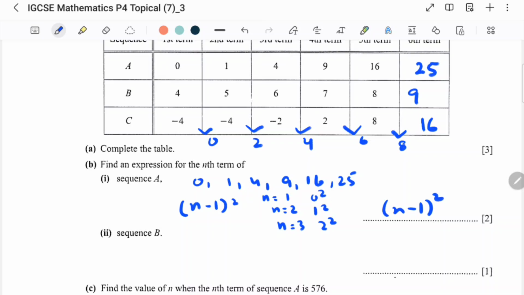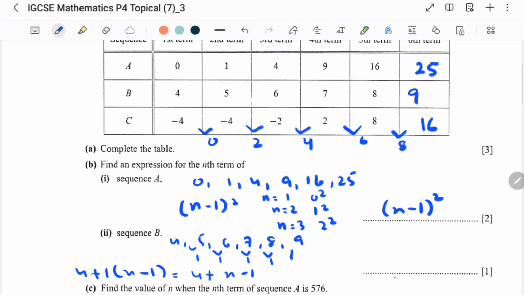Sequence B is 4, 5, 6, 7, 8, 9, with a common difference of 1. So that is a plus d times n minus 1, which is 4 plus n minus 1, equal to n plus 3.